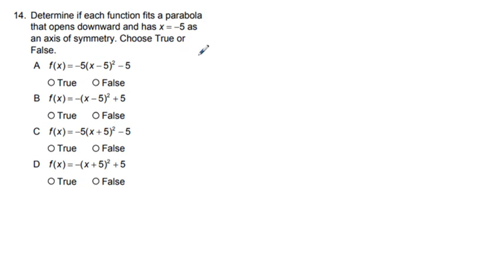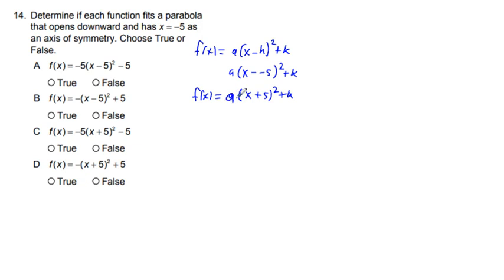Remember we have f of x equals a times quantity x minus h squared plus k. So if we have h equals -5, we're going to have a times x minus -5 squared plus k. So we're going to have something with a, and a is going to be negative. We have to have x plus 5 squared plus k. And you can look at all these in the calculator to make it really easy. So you have to have an x plus 5 somewhere. We do not have that in choice A, nor do we have that in choice B. But we have x plus 5 in choices C and D. So that's true.